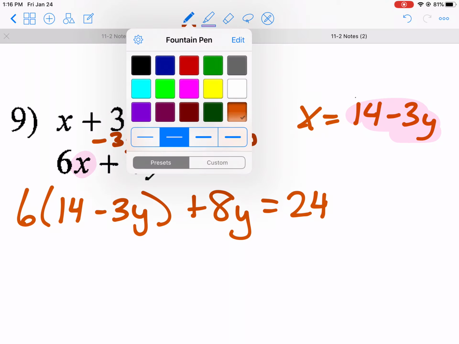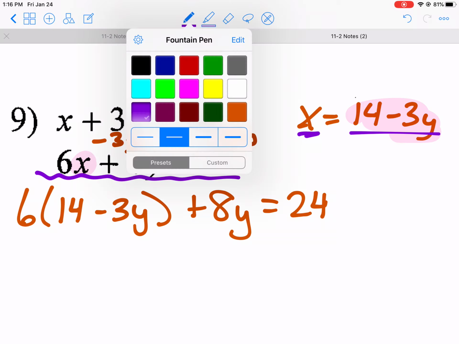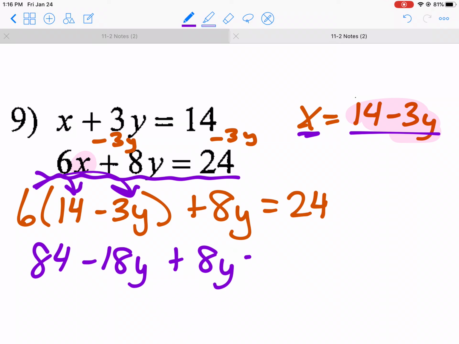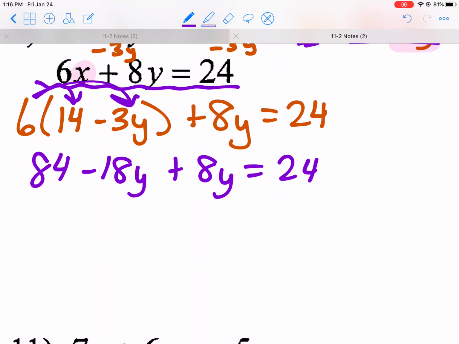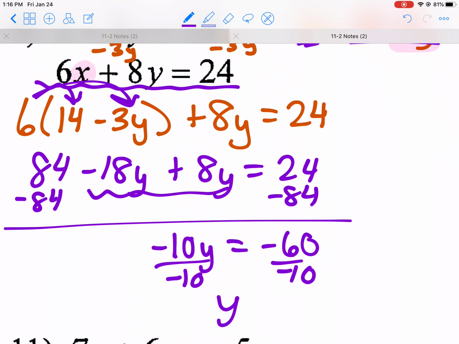Okay, so what we have here is this equation, except where the x was, we put 14 minus 3y, since that's what x equals. Okay, let's go ahead and distribute. We'll keep the purple for a minute. 6 times 14 is 84, minus 18y plus 8y equals 24. We have some like terms, and we can subtract away the 84 to the other side. So my new equation becomes negative 10y equals negative 60. I can divide both sides by negative 10, and I find that y equals 6.